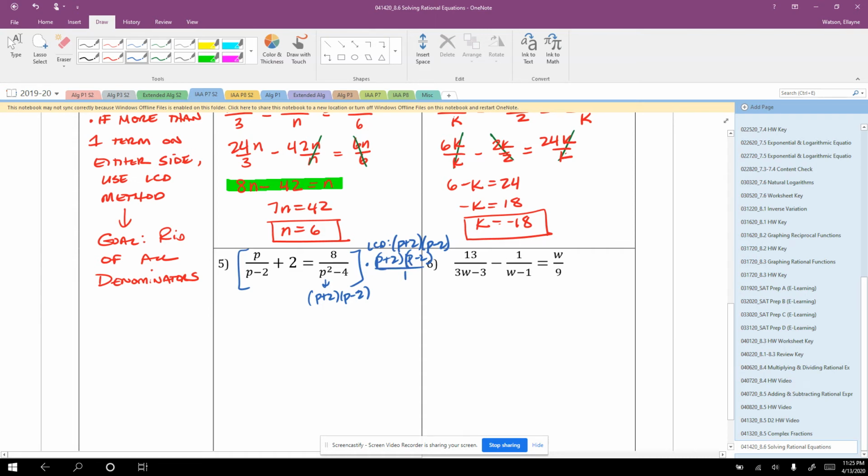There's a p in there. All right, so we're going to get p times p plus 2 times p minus 2 divided by p minus 2 plus 2 times p plus 2 times p minus 2 over 1 equals 8 times p plus 2 p minus 2 over p plus 2 p minus 2. And I intentionally don't multiply it out right away because I know things are going to cancel.